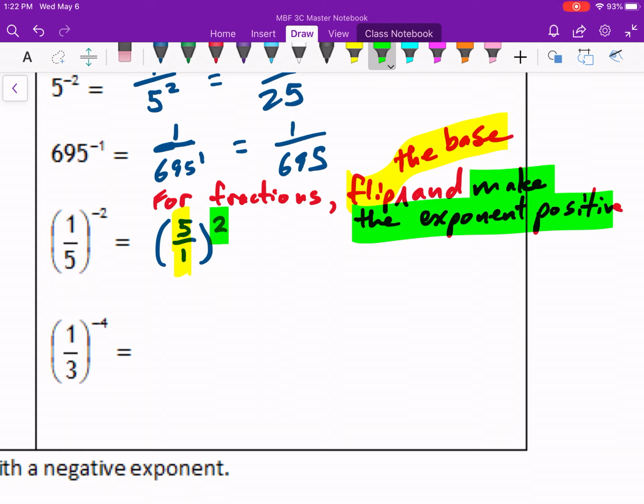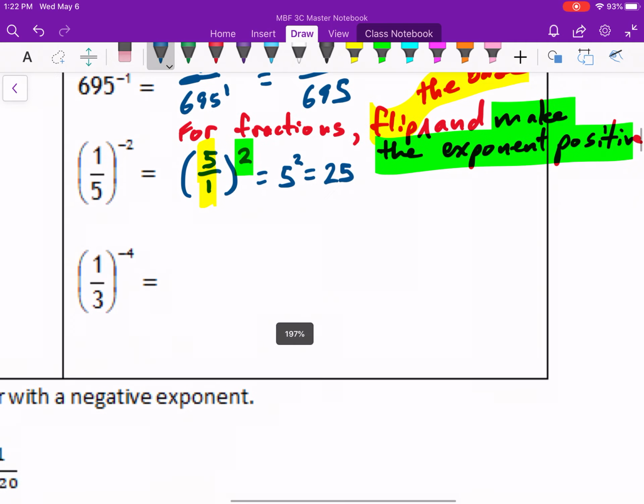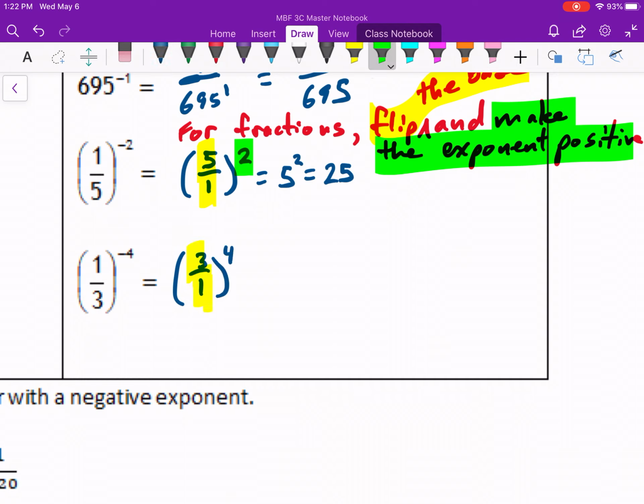And then I can carry on from there. We know that 5 over 1 just equals 5. So that's the same as 5 squared, and then I have 25. So flip the base for this one. I get 3 over 1 to the positive 4. There's the flip the base part. There's the make the exponent positive part. 3 over 1 is just 3. 3 to the exponent 4 means 3 times itself 4 times, which equals 81.